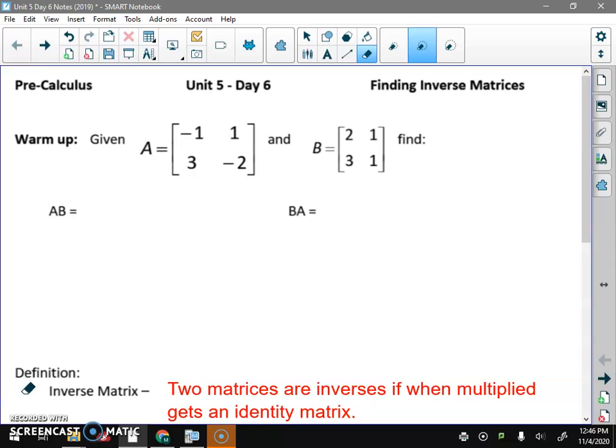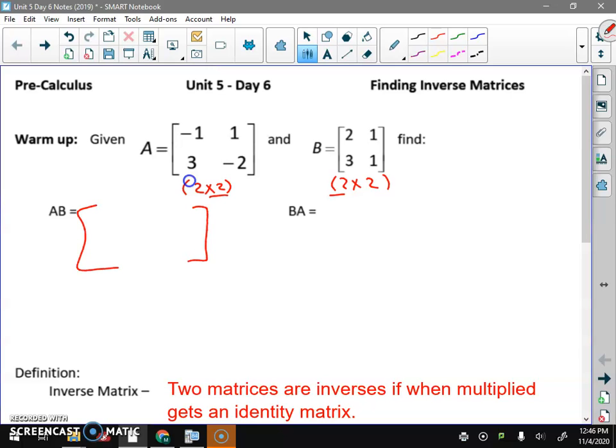We're going to do things with what are called inverse matrices. We're going to find them, and we're going to use them to solve systems. So as a quick warm-up, we're going to do matrix A times matrix B. We did matrix multiplication yesterday. We said the middle numbers have to match. That one and that one. The outside numbers give the order. So our answer matrix will be a 2 by 2.